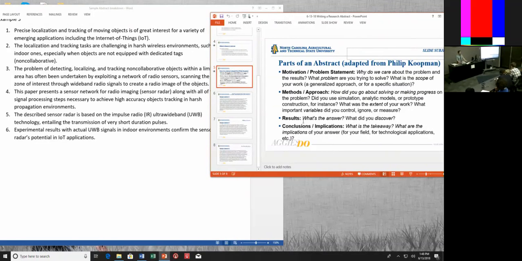I feel like the conclusion came before the results, because the results is in the last sentence. Very interesting point. Yes, I think the results here are interesting, and it's similar to the first article insofar as it doesn't really tell us very much about exactly what they came up with. It doesn't give us any numerical sense. And you might even argue they're not strong enough with the way they phrase this, because they say experimental results with actual UWB signals in indoor environments confirm the sensor radar's potential.